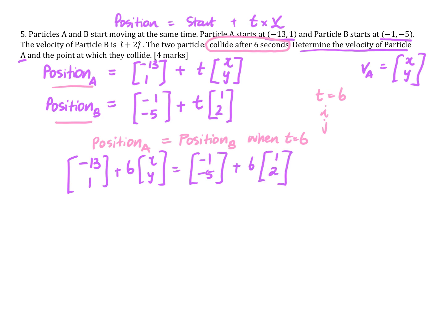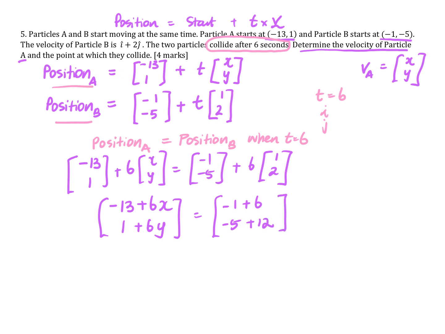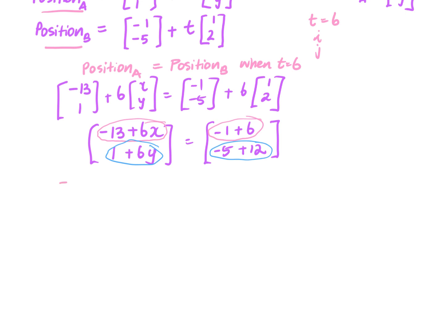Now all I can do is simplify both sides: (-13 + 6x, 1 + 6y) equals (-1 + 6, -5 + 12). In order for their positions to be the same, that there has to equal that, and that there has to equal that. I've got two equations to solve here. I've got -13 plus 6x equals -1 plus 6, that's 5. And I can solve that. 6x is 18, which makes 18 divided by 6, x equals 3.